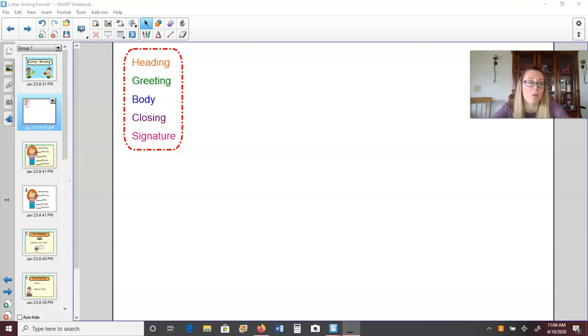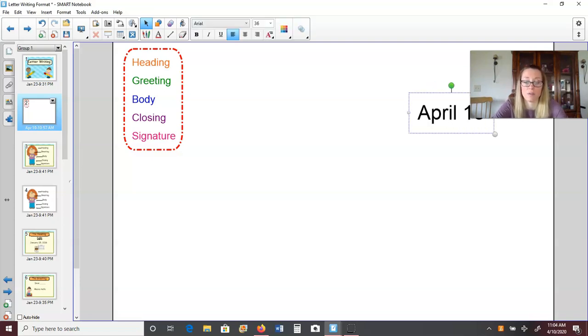This is where we put the date that we are writing the letter, and it goes in the top right-hand corner. So today's date is April 13th, 2020. Okay? Once you have the heading, you can move on to the greeting.